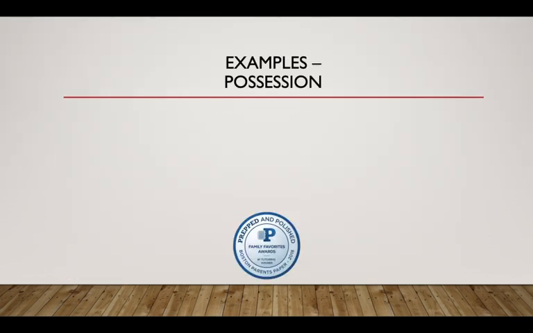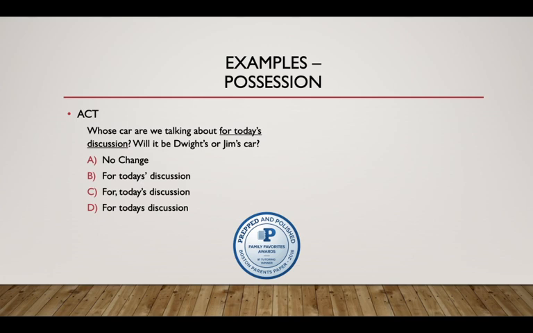Let's talk about possession. Now in the ACT, you could get a question such as this. Whose car are we talking about for today's discussion? Will it be Dwight's or Jim's car? Now if any of you watch The Office, you'll know who I'm referring to about Dwight and Jim, but when I look at what is underlined, I see a few things. I see today apostrophe s, today s apostrophe for answer B, a comma after for with today apostrophe s, and then no apostrophe. So I first recognize that today is a noun.